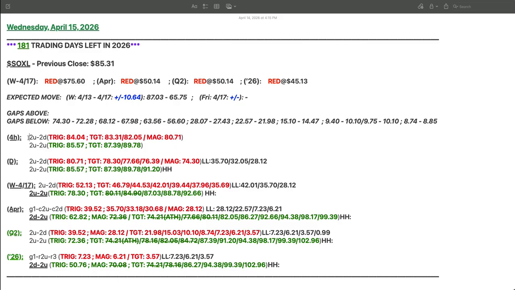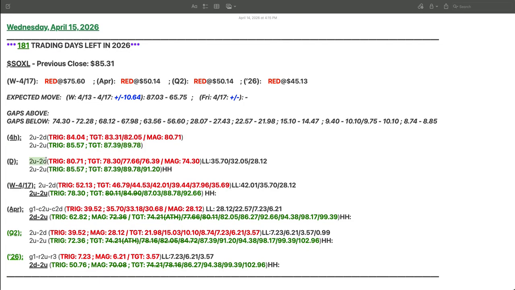We also talked about on the 4-hour, there is the opportunity for a 2 up, 2 down, triggering 84.04. Magnitude of that move is 80.71. Pretty big move in the face of an uptrend that we're in. So we do have some intermediate targets there in case we don't reach that 80.71 level. And then to the upside, we just have that 2 up continuation, triggering 85.57. And we've got some targets out here for you of 87.39 and 89.78.